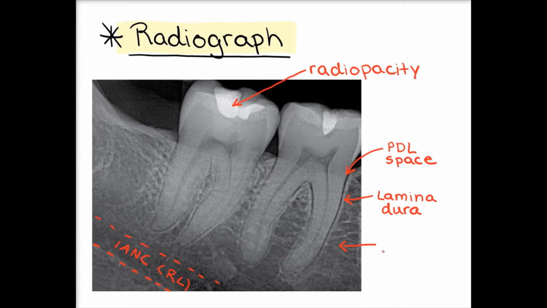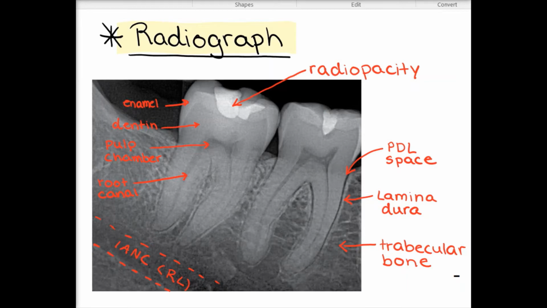This irregular meshwork that you see here is known as trabecular bone. And now I'll label some anatomic features of the tooth, like the enamel, the dentin, and the pulp chamber, as well as the root canals. Finally, in blue, I'll highlight the root apices, which are especially important for today's video.